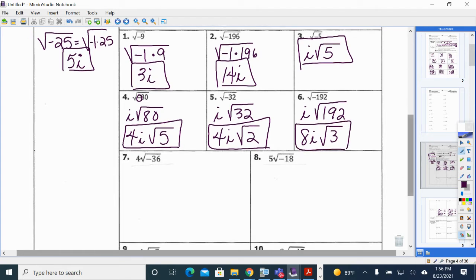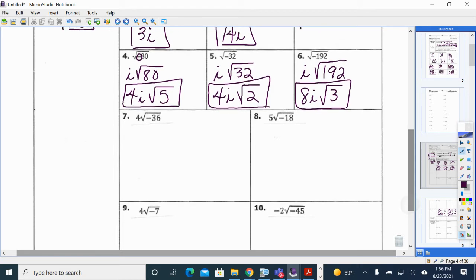The only difference between 1 through 6 and 7, 8, 9, and 10 is that 7, 8, 9, and 10 have coefficients. So you have to remember, like on number 7, I've got to remember the 4. So it's going to be 4i times the square root of 36. Well, the square root of 36 is 6. And 4i times 6, just multiply the number parts, and you get 24i.